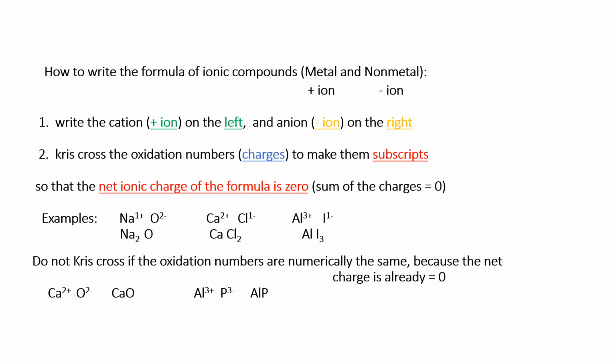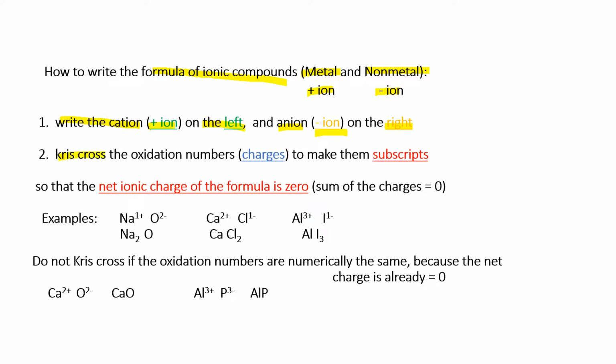How to write the formula of ionic compounds. Ionic compounds are composed of a metal ion, the positive ion, and a non-metal, the negative ion. So to write the formula, first write the cation, or the positively charged ion, on the left side and the anion, or the negatively charged ion, on the right side.